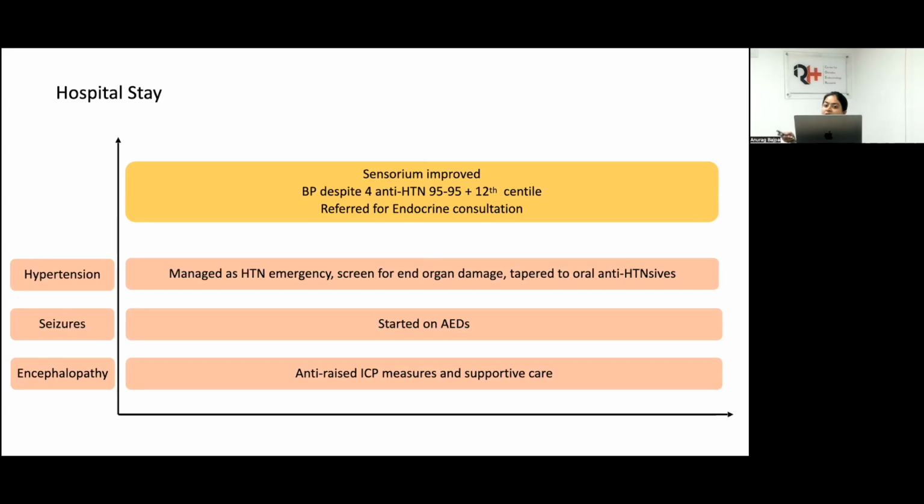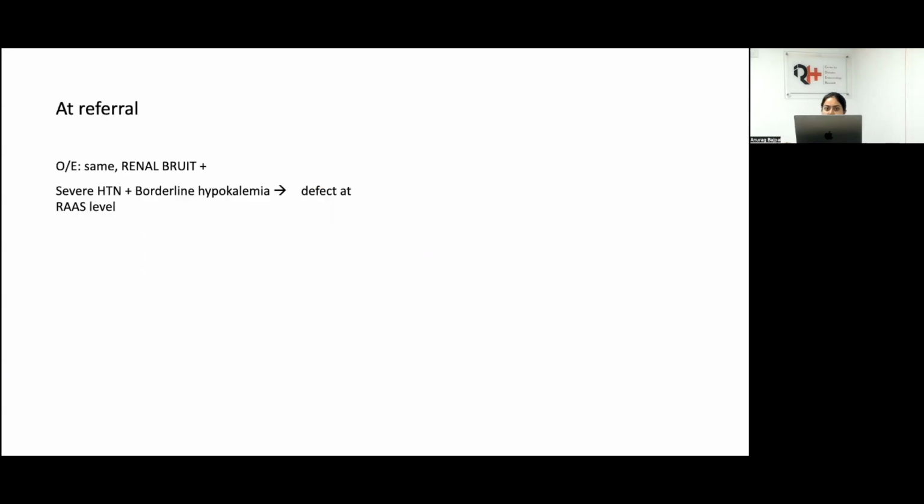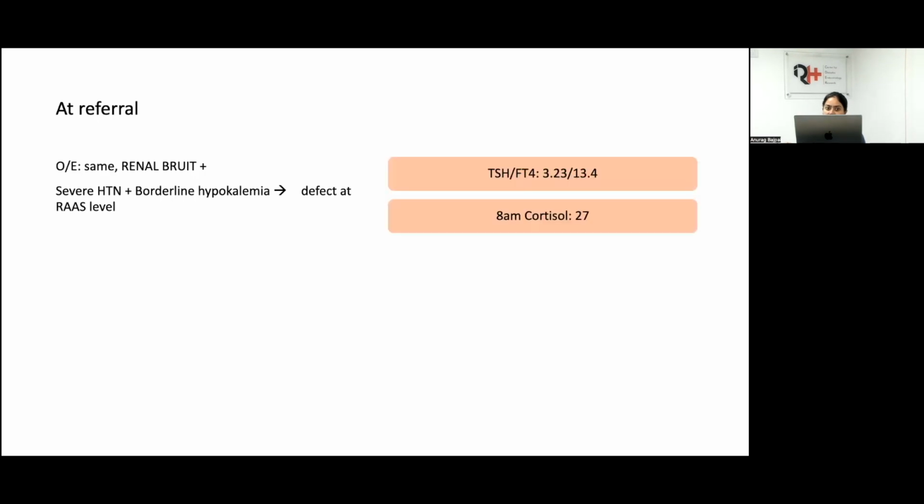And at this point, an underlying endocrine hypertension was suspected and he was referred to us. So we found that the examination was pretty much the same as I had mentioned previously. The extra finding that we found was a renal bruit. In a child with severe hypertension with borderline hypokalemia, like we've already seen, we expect a deranged RAS level. But before jumping onto that, we also ruled out thyrotoxicosis and Cushing in this child.